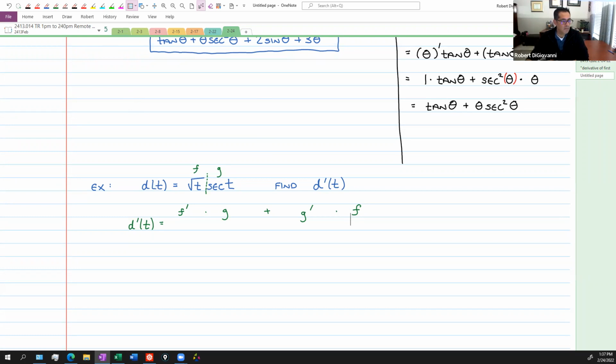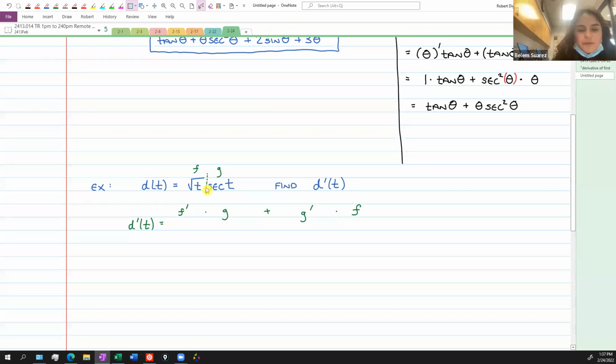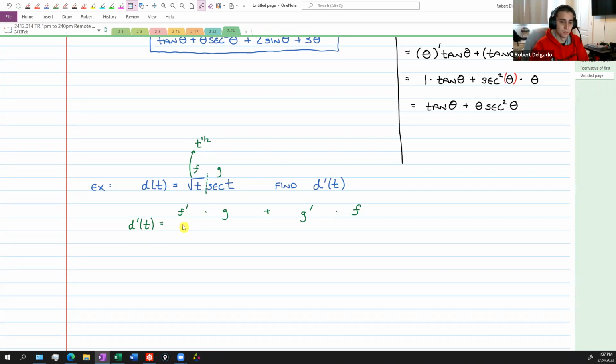Leonard, no? It was T to the 1/2. What is that? T exponent to 1/2. That's what this is, right? This is actually T to the half. I agree with that, but what is the derivative of it? 1/2 T to the negative 1/2. It's 1/2 times the square root of T.